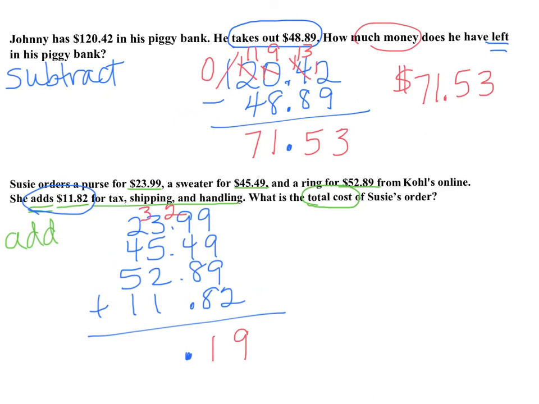When I add, I try to find groups of 10. I'm going to add 5, 3, and 2, all make 10, plus 3 is 13, plus 1 is 14. Again, my groups of 10, 5, 4, and 1 right here makes 10, 12, 13. However, the total cost, you had to have a dollar sign submitted. And that is the total cost of Susie's order.